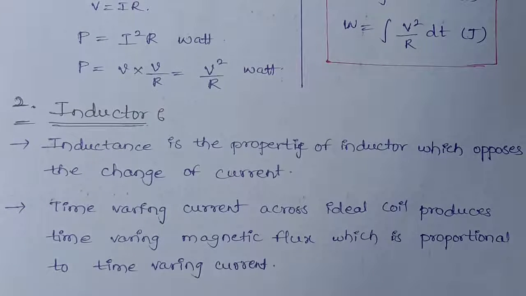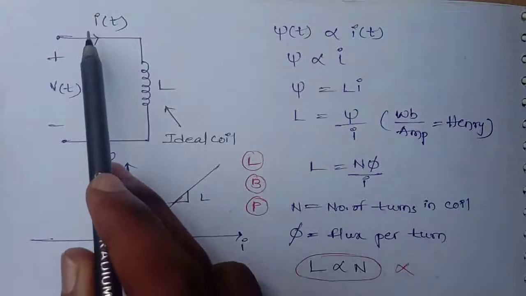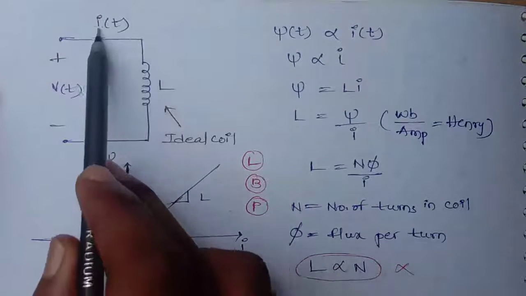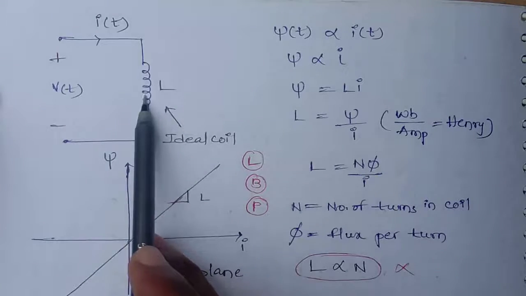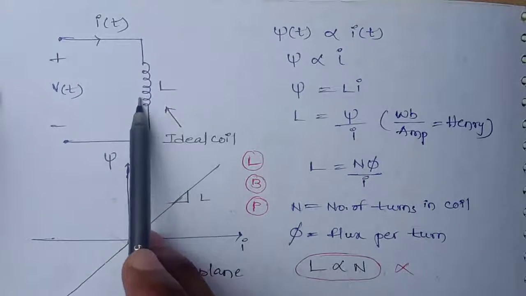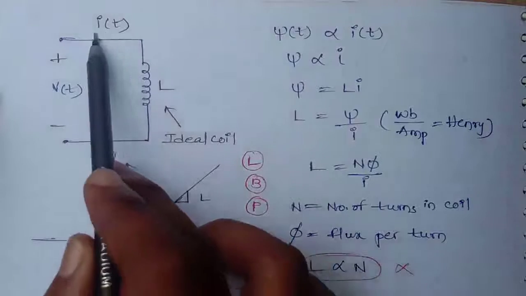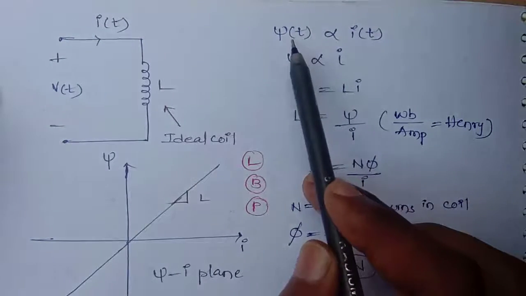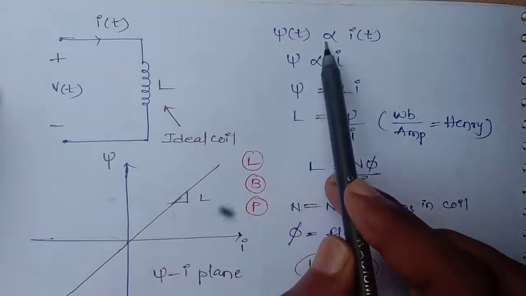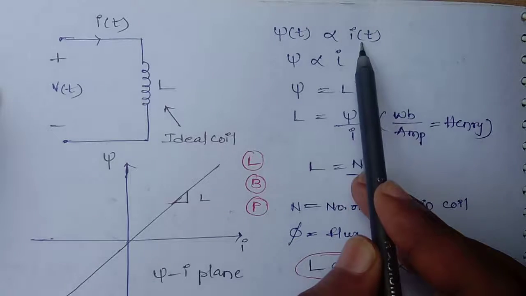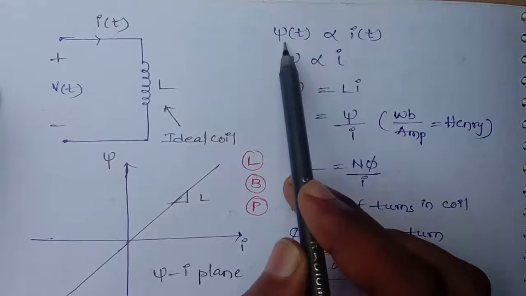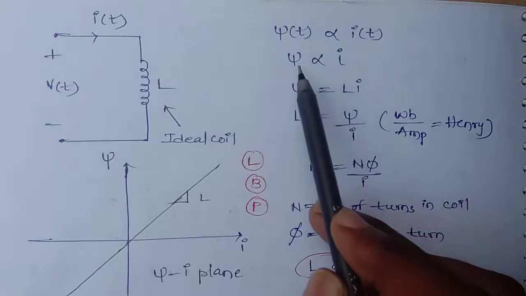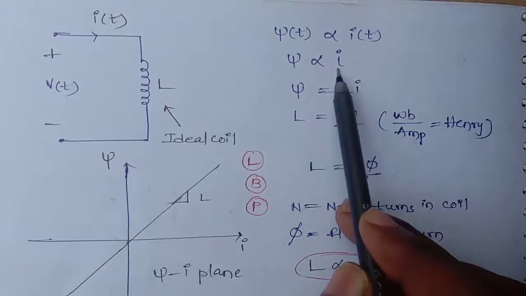Look at here, you can see that the current is flowing through an inductor. The time varying current is flowing through this inductor which will produce the time varying flux which is directly proportional to this current only. Okay, in the mathematical form, we can write the time varying flux is directly proportional to the time varying current. That means psi of t is directly proportional to I of t. In general, we can write psi is directly proportional to I.